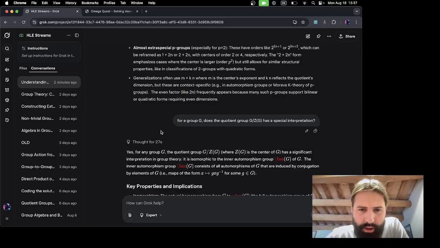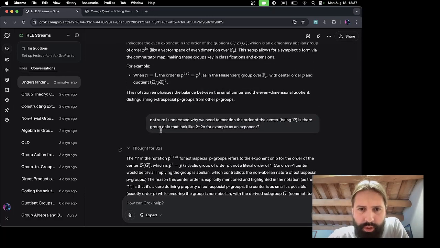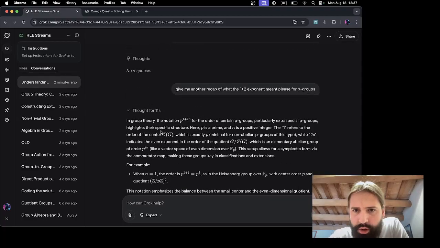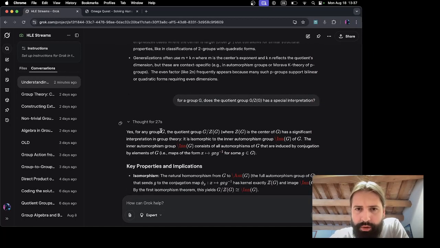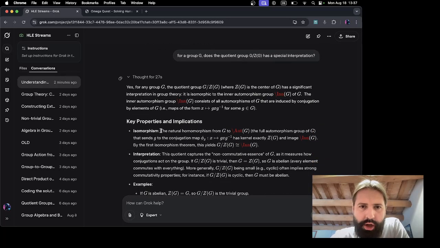Okay, so I am looking at the special P groups. I was looking at the interpretation of, so that's the recap. Sorry guys, for group G, the quotient group G over ZG has a special interpretation.